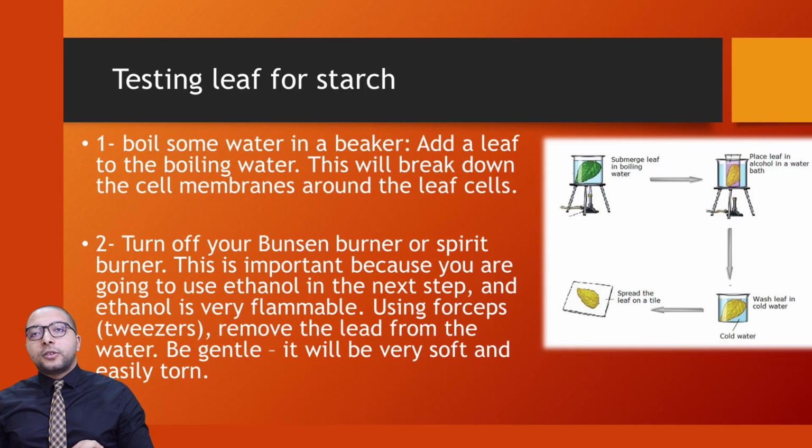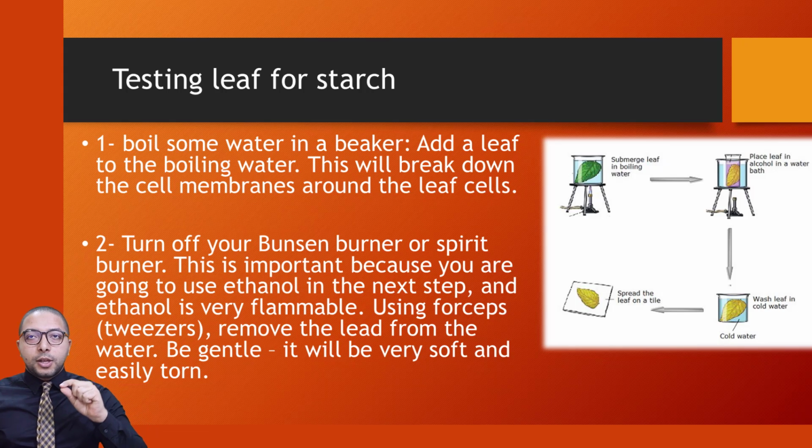We're going to use for this experiment iodine solution, a beaker, a tripod, alcohol, water, and a source of heat energy, which is a Bunsen burner. What we're going to do is get the leaf and boil it in hot water, and then we're going to take it.